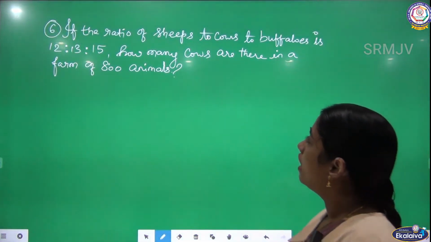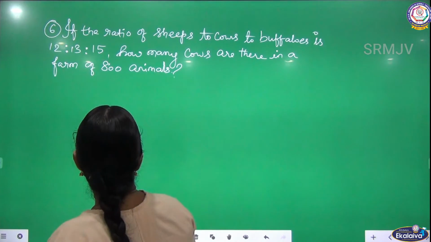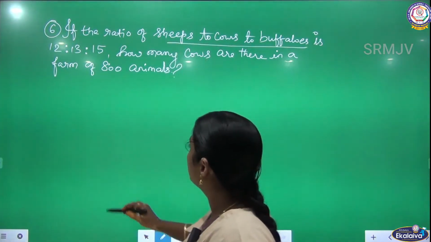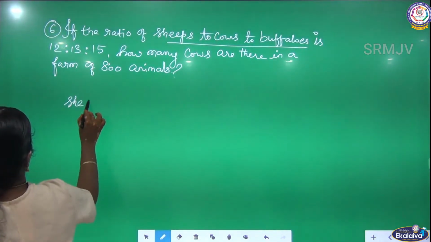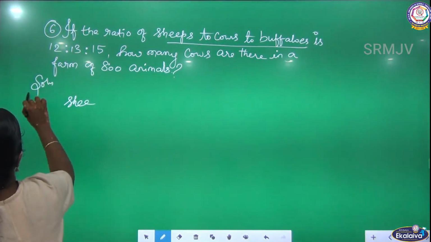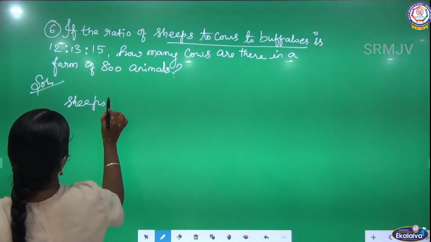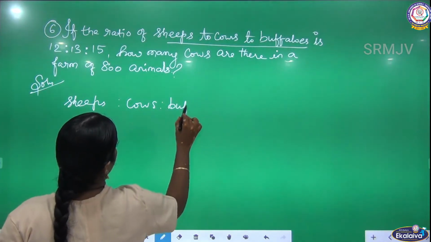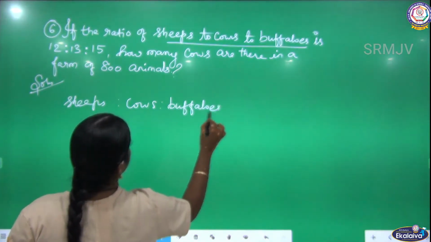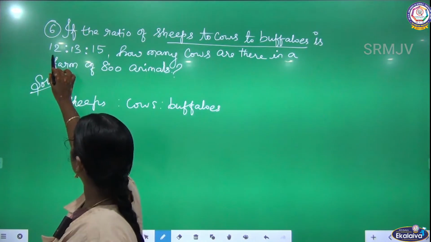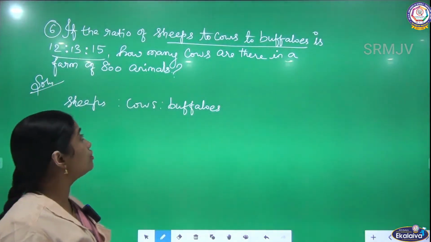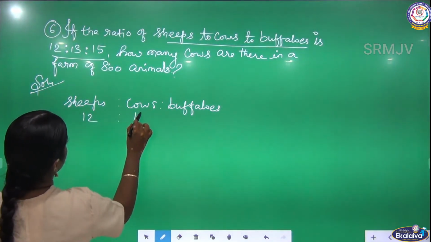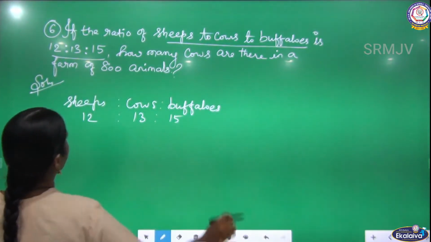Listen. If the ratio of sheep to cows to buffaloes, see listen, sheep's solution. Now I am going to write the solution for this. Sheep to cows to buffaloes are in the ratio of 12:13:15. So 12:13:15. Can you clear this?